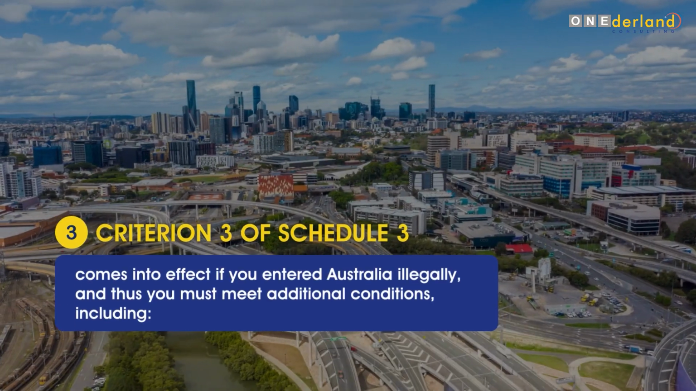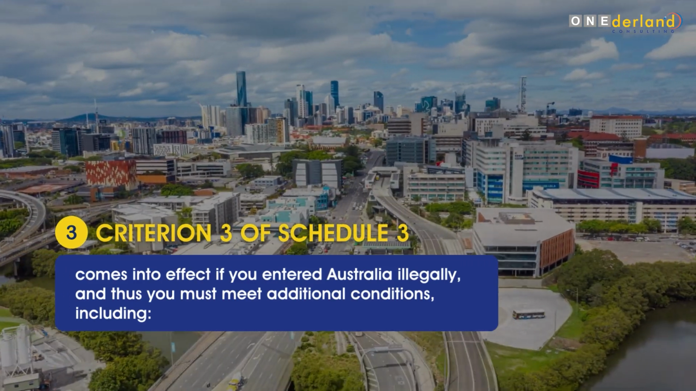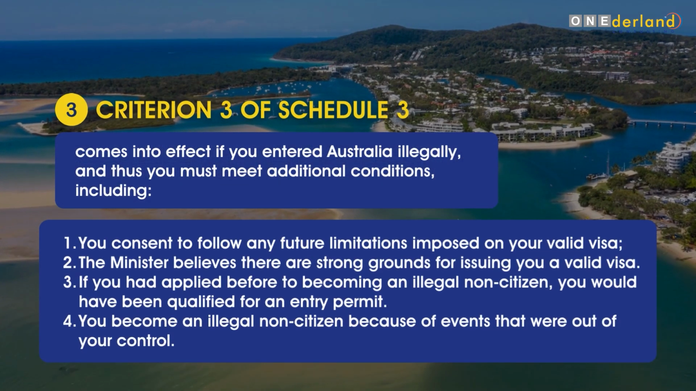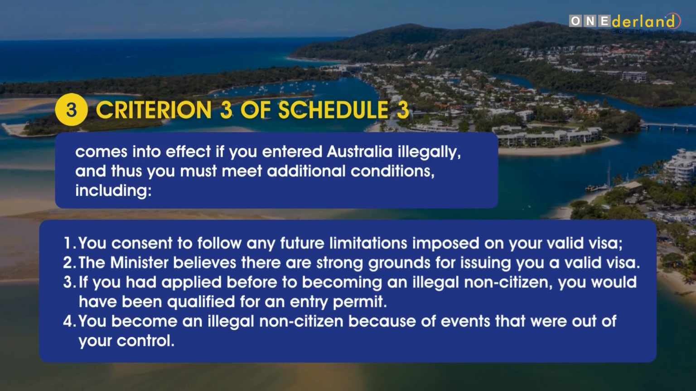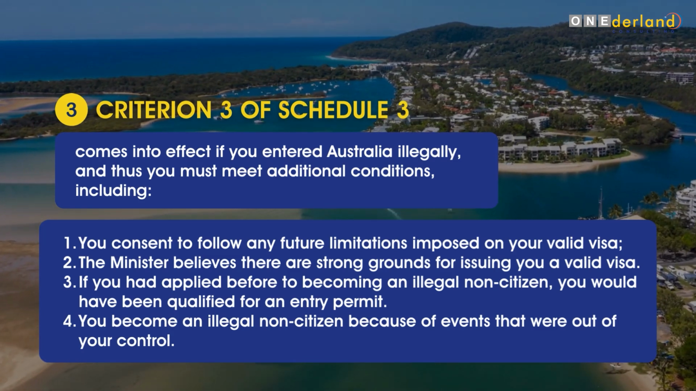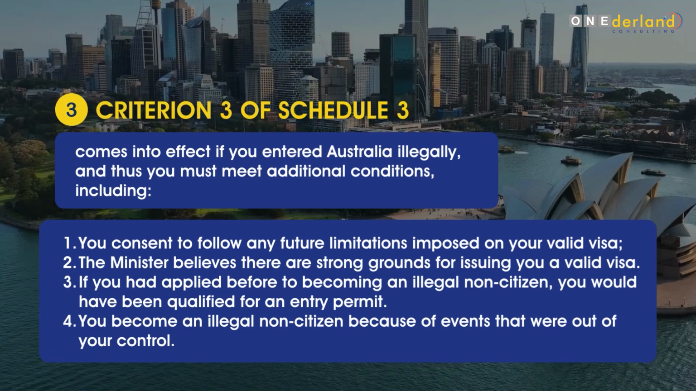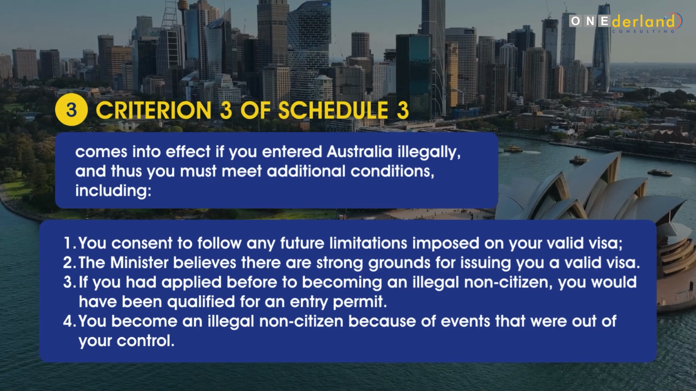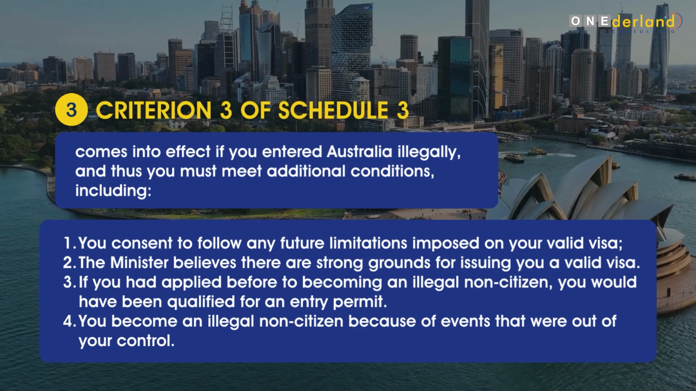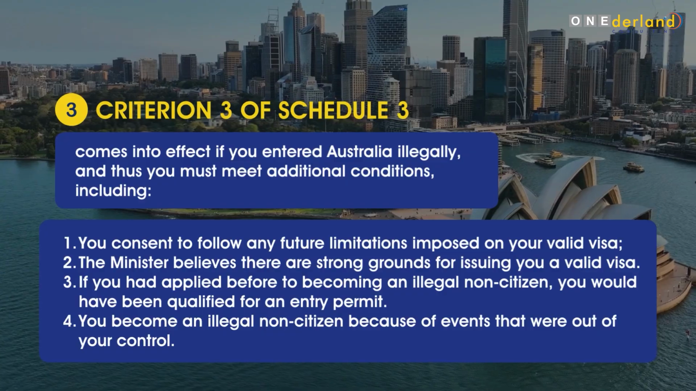Criterion 3003 of Schedule 3 comes into effect if you entered Australia illegally, and thus you must meet additional conditions, including your consent to follow any future limitations imposed on your valid visa. The Minister believes there are strong grounds for issuing you a valid visa. If you had applied before becoming an unlawful non-citizen, you would have been qualified for an entry permit. You became an unlawful non-citizen because of events that were out of your control.